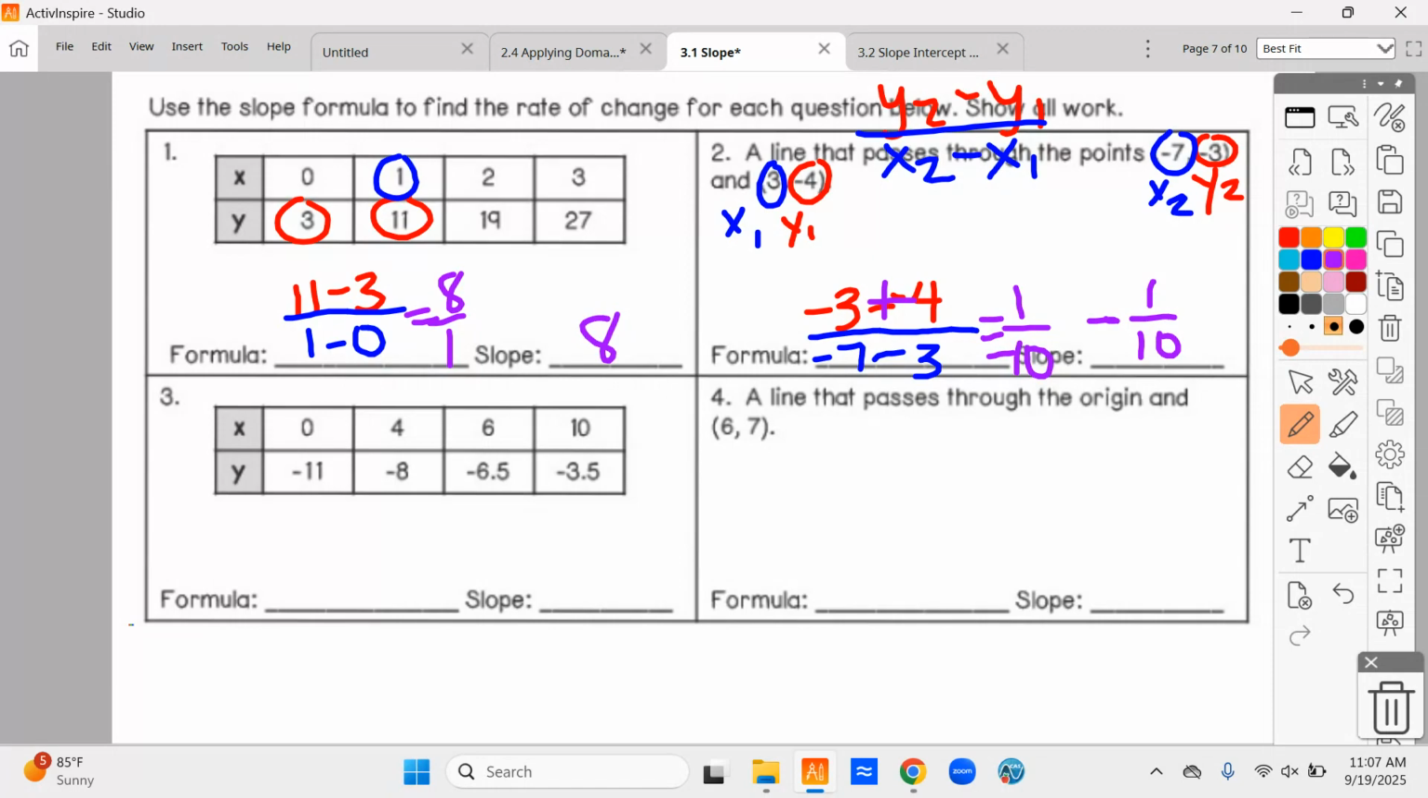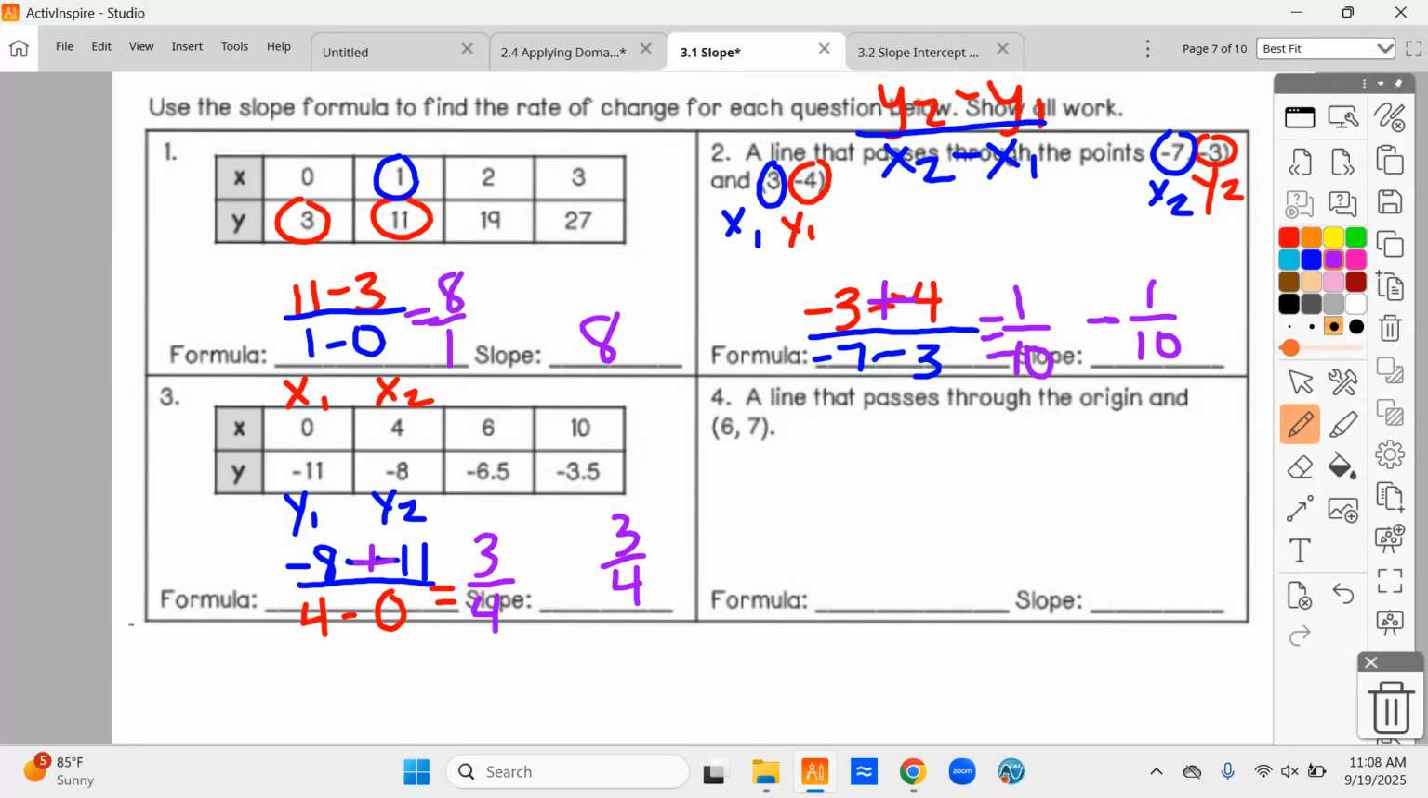Number 3, I'm simply going to choose the ones that have no decimals. So I'm going to say that this is my y2, this is my y1, which means 4 is my x2 and 0 is my x1. Okay? So y2 is -8 minus y1, which is minus a negative again. That's okay. And then x2 is 4 minus x1 is 0. When we simplify, these are a plus, so we have 3 over 4. So our slope is 3/4.